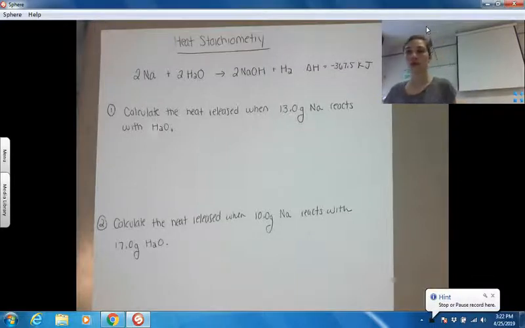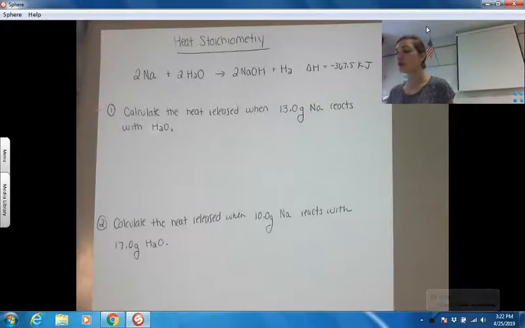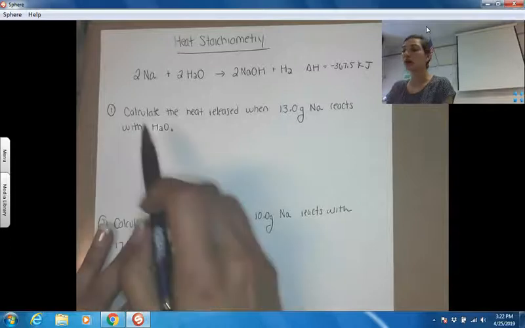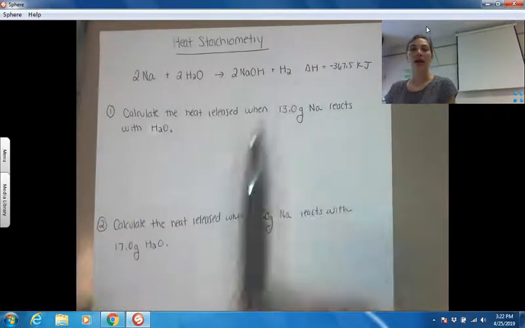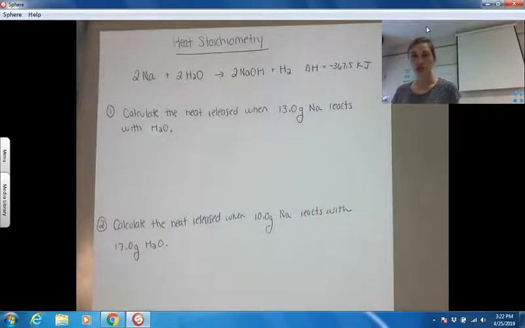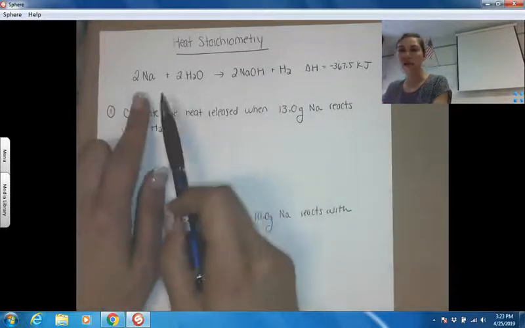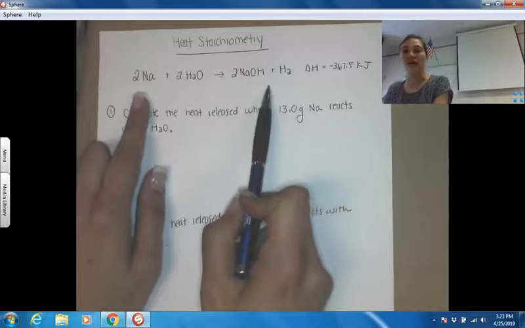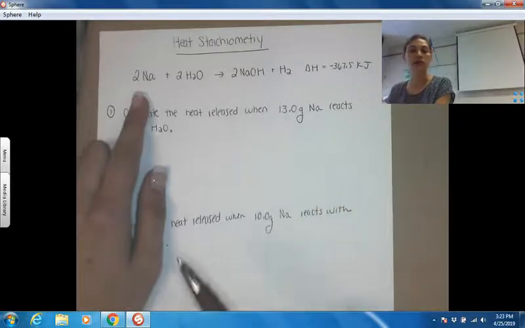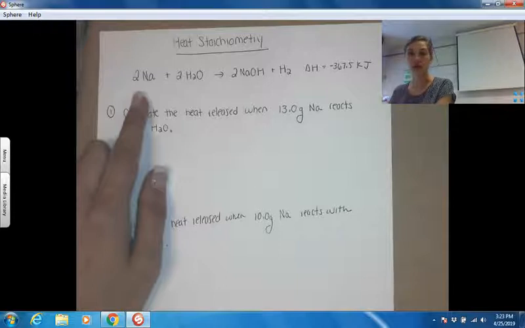All right, so today we're going to talk about heat stoichiometry. Basically, we are going to be looking at a chemical reaction and figuring out how much energy is released based on the amount of each of the reactants that we're putting into the reaction. So things to keep in mind: every reaction will have an energy exchange. Energy is exchanged when chemical reactions occur.